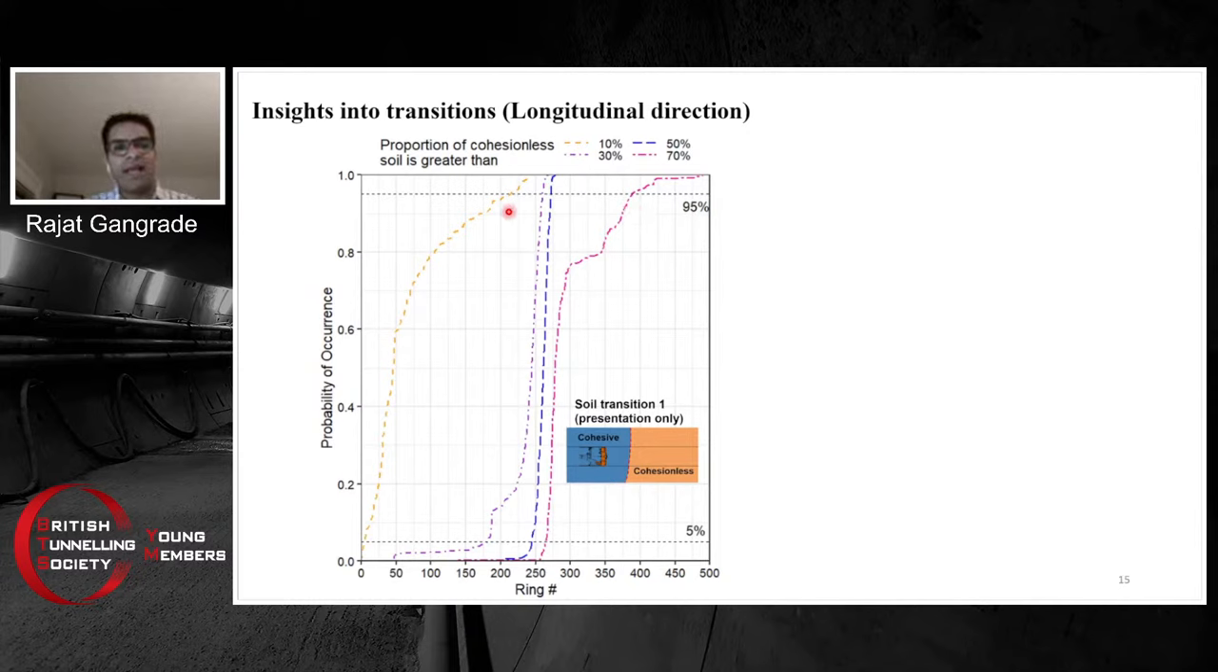So we can see the curves over here are pretty close. This indicates that the soil transition from cohesive to cohesionless is almost immediate. It's not gradual, it's almost sudden.